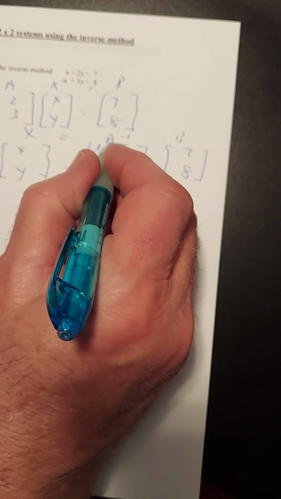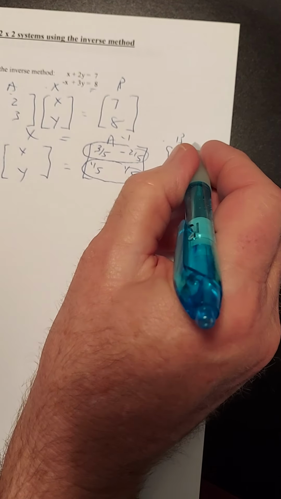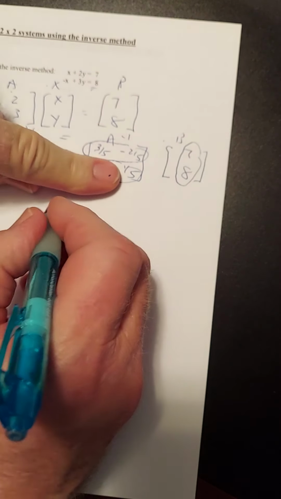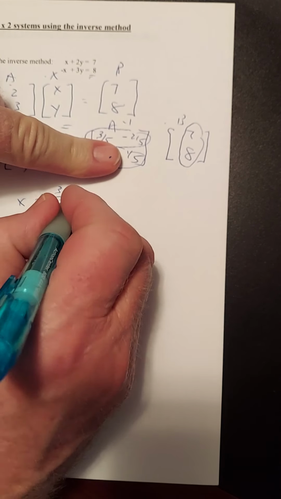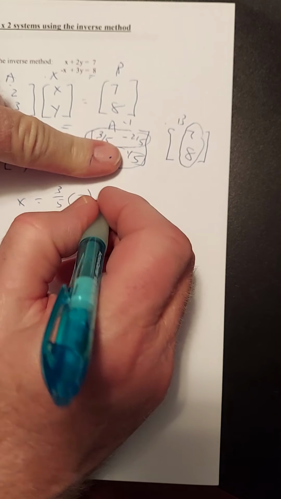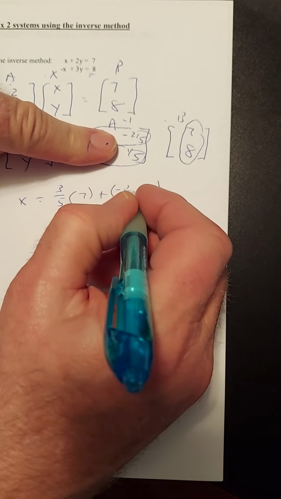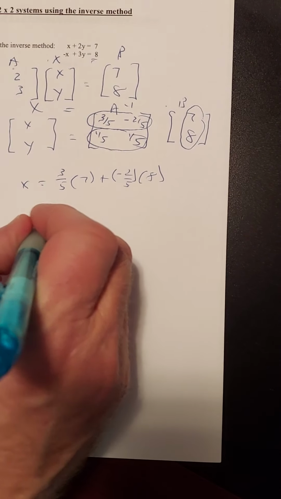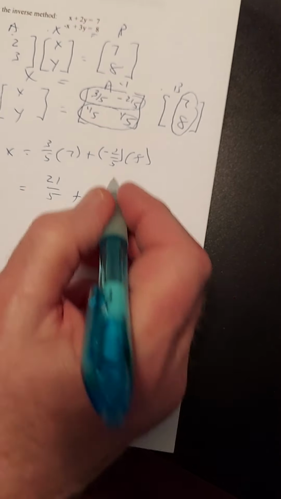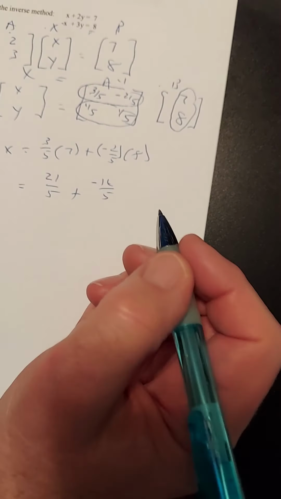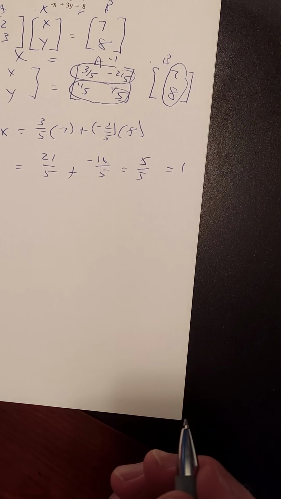Okay, so now all we're going to do is take the rows of this one times the columns over here, and there's only one column. So X will be equal to 3/5 times 7 plus -2/5 times 8. I'll put parentheses around since it's negative. 3 times 7 is 21, so that's 21 over 5 plus -16 over 5. That ends up being 5 over 5, which is 1. So you know X is equal to 1.